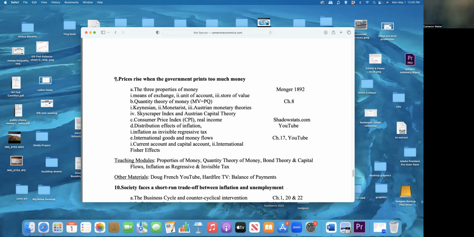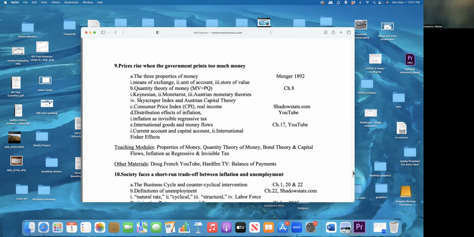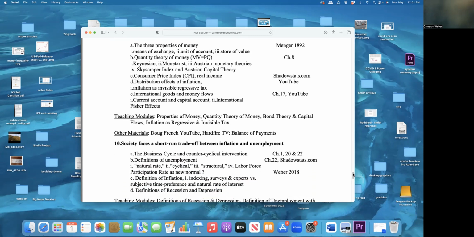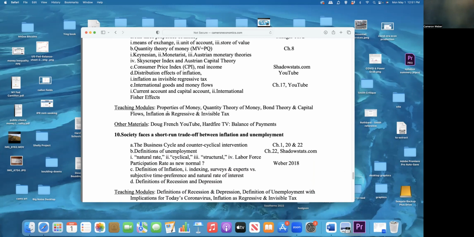The next economic principle: prices rise when the government prints too much money. This is Milton Friedman. Inflation everywhere and at all times is a monetary phenomenon. We explain monetary theory looking at Keynesian, monetarist, and Austrian monetary theories, and then look at how inflation is an invisible regressive tax. It helps the wealthy as their assets increase, but hurts the less wealthy as their cost of living increases. So we look at properties of money, the quantity theory of money, and then look at how monetary policy and inflation affects international capital flows.